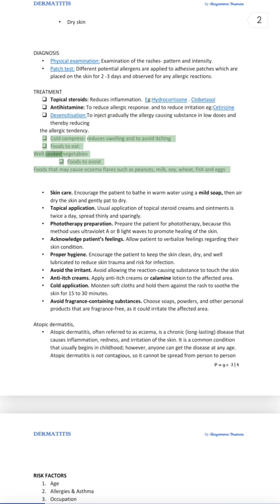Foods to eat: well-cooked vegetables. Foods to avoid: foods that may cause eczema flares such as peanuts, milk, soy, wheat, fish, and eggs.